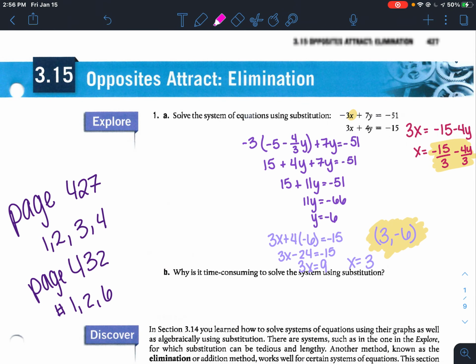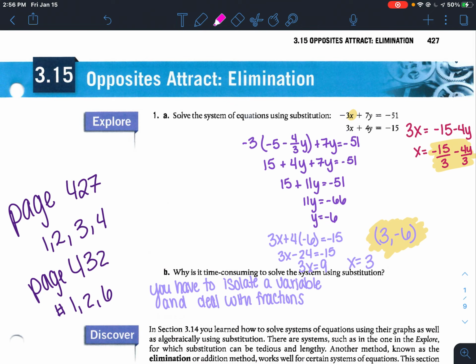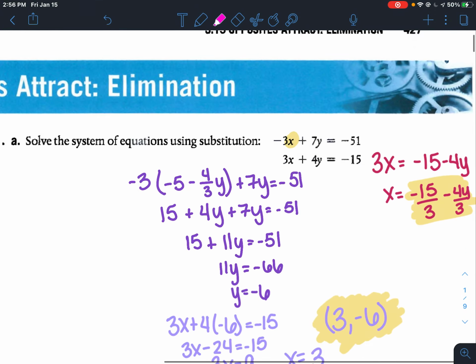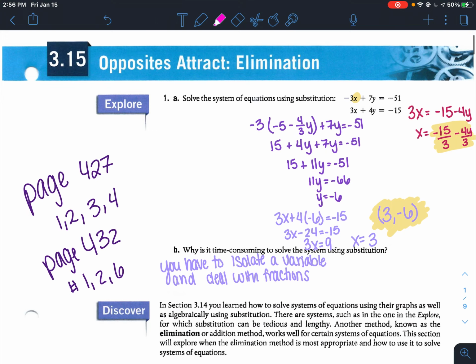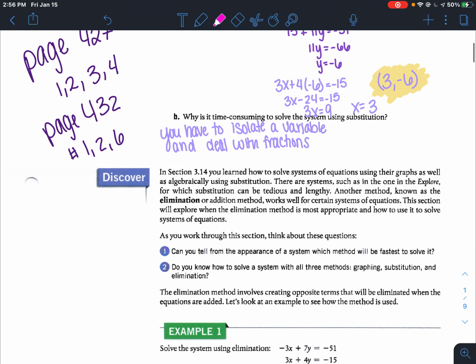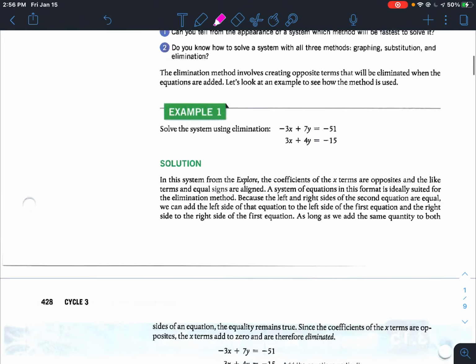Okay, why was it so time consuming to use substitution? What extra step was involved here? The answer is that I had to isolate a variable, and then I had to deal with fractions. While it did work out nicely, the fractions weren't too big and didn't stick around once I distributed that -3, it could have potentially been quite a dangerous problem if those fractions had stuck around. I would not have been too thrilled to solve that. So in some instances, elimination is the better method.